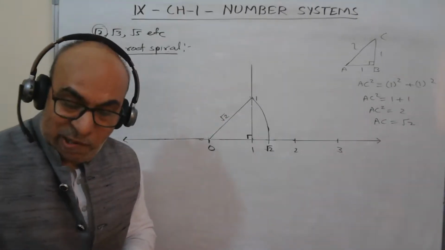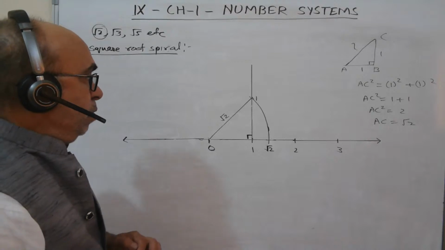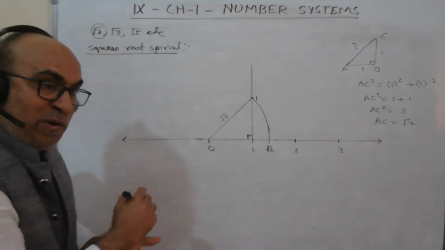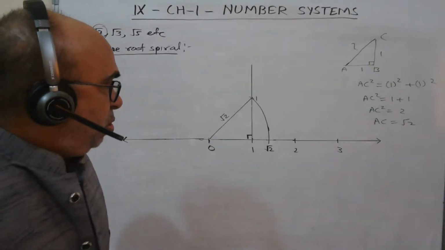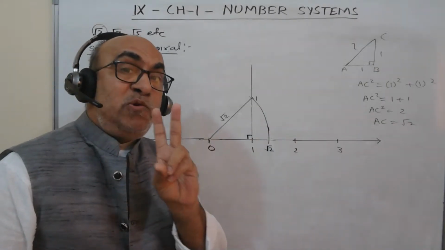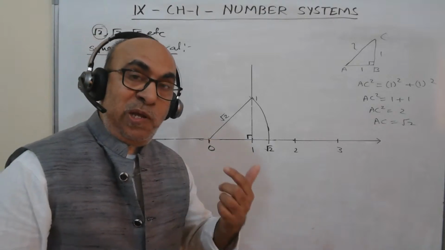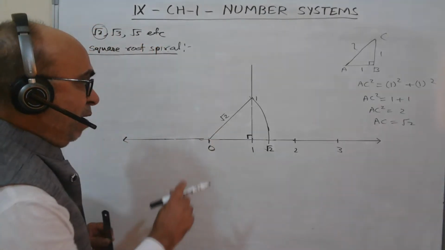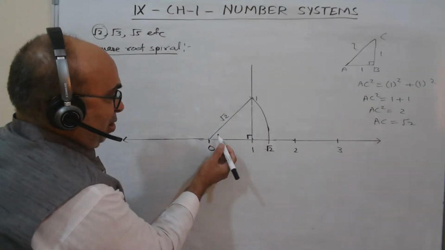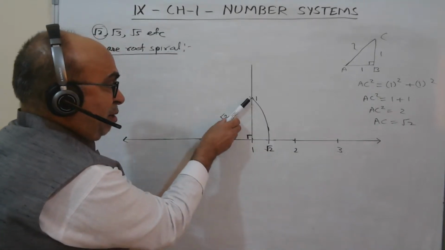Similarly, if you want to represent square root 3 on the number line, with the help of the square root spiral, I'm telling you, because another way is also there, but I want to tell you two things: the spiral as well as representing square root 2, 3, 5, and so on on the number line. Now you see the hypotenuse of this triangle. This is the first triangle, this is the hypotenuse.